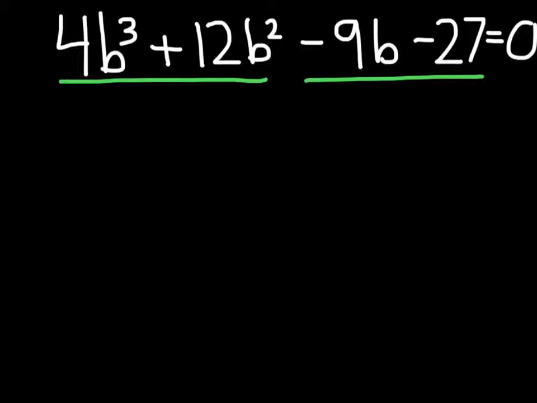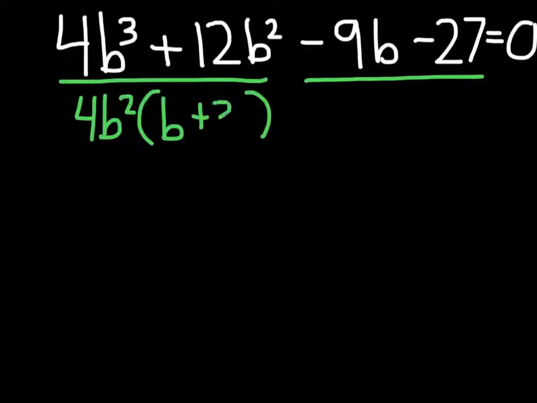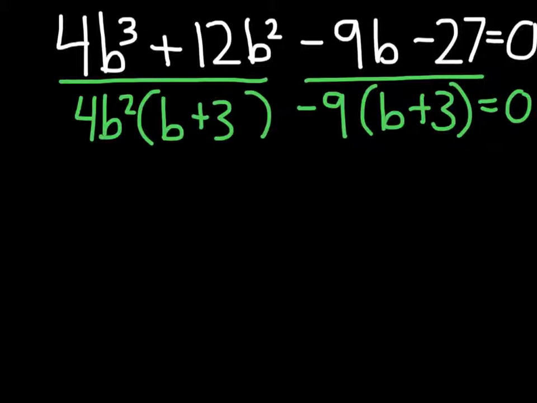So I look at the first 2 and I can see that I can take out a 4b squared. When I take out a 4b squared, I'm left with a b plus 3. Out of the back 2, I can take out a negative 9. Take out a negative 9, I'm left with a b plus 3. When I see that, I can take a b plus 3 out of both those.